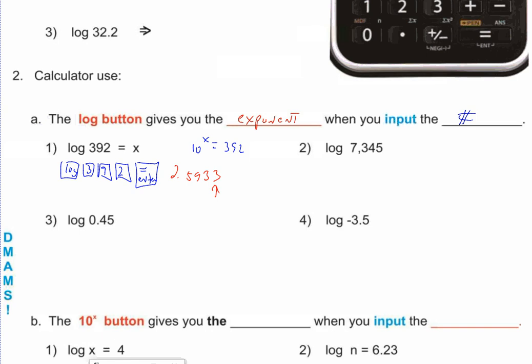And again, once you start realizing that all these are common logs, base 10, then you look at number 2, and you've got 7,000. So again, 10 cubed is 1,000, right? 10 to the 4th is 10,000, so we better be between 3 and 4. All right, so let's just punch it in. So go ahead and do that one, 7,345.